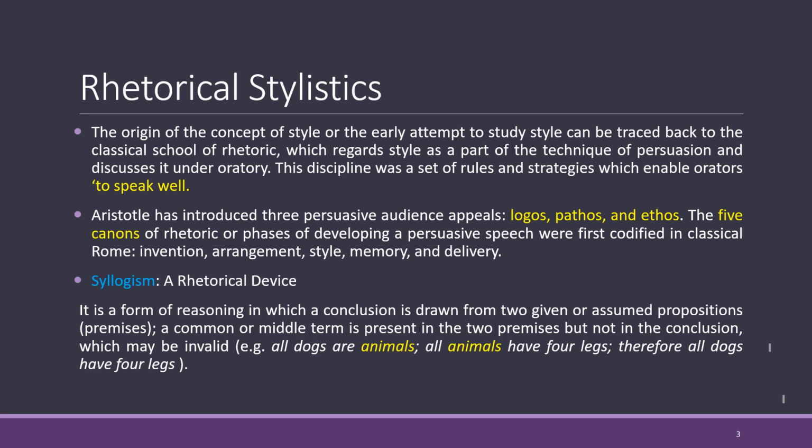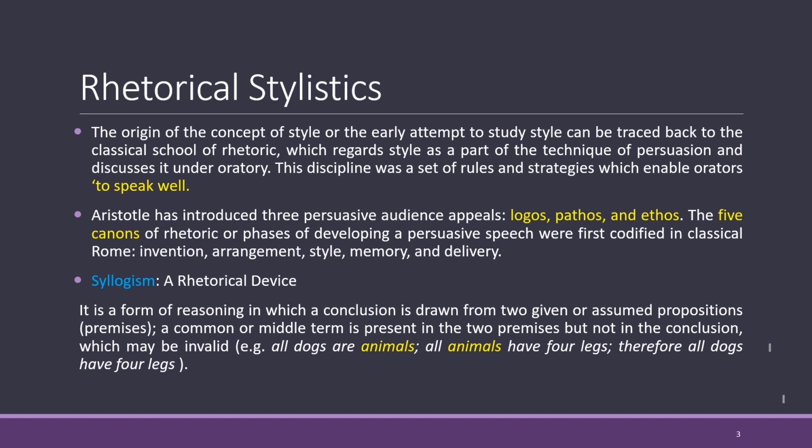Other than these three persuasive audience appeals, there are five canons of rhetoric, or phases of developing a persuasive speech, which were initially proposed by the scholars of classical Rome. These are invention, arrangement, style, memory, and delivery.